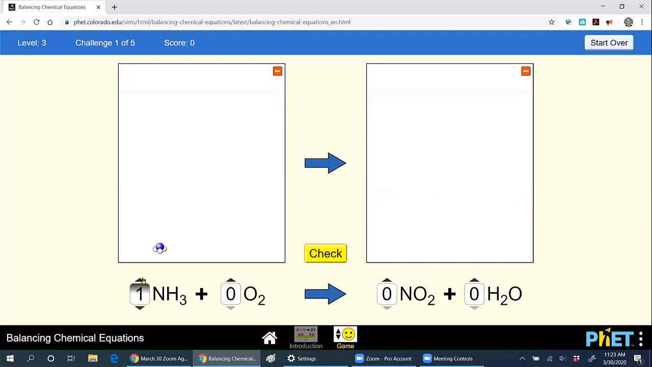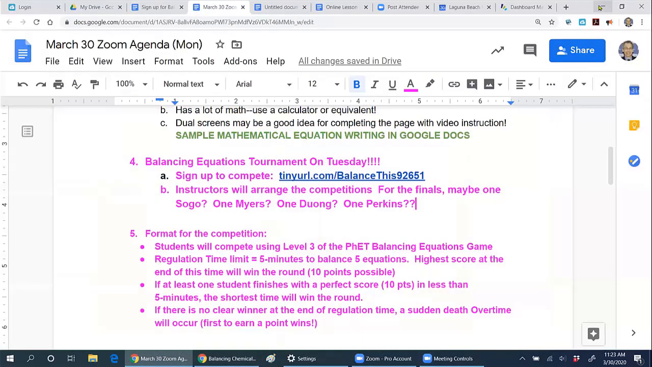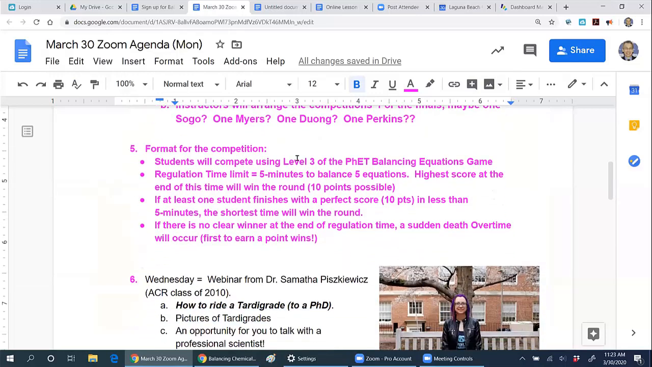And you know, you'll be saying speed balancing. Oh my goodness. Is this right? Is this right? Wrong. Okay. So, don't know how fast you can go, but that'll be the tournament and it'll be fun to watch, I think. So it'll be level three. We'll do 5 minutes. There are five equations in the set. And so our time limit will be 5 minutes.